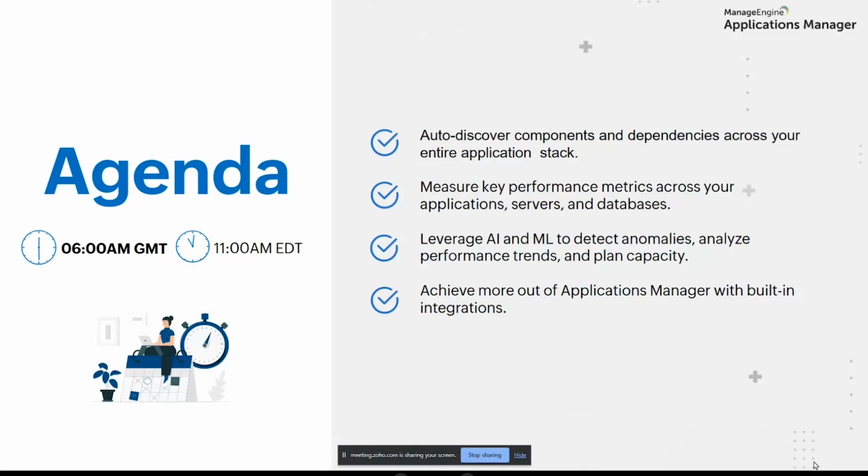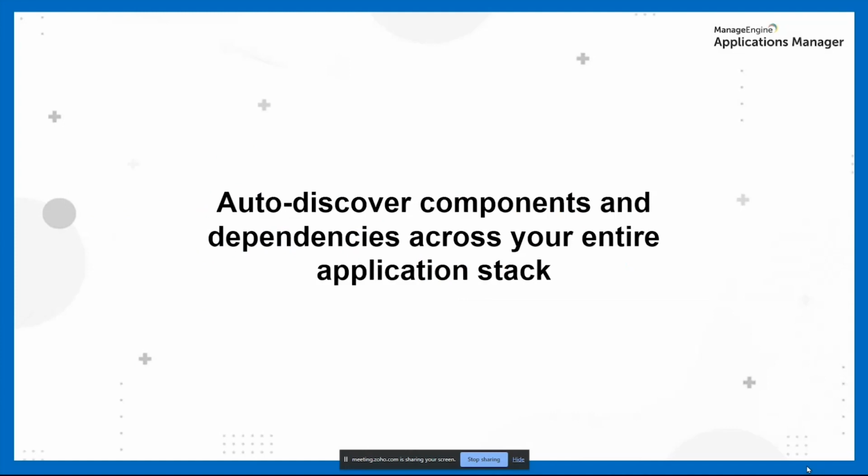Let's take a look at the agenda for today. Today we'll be covering how to auto-discover components and dependencies across your entire application stack, how you can measure key performance metrics across your applications, servers, and databases, how you can leverage AI and ML to detect anomalies, analyze performance trends, and plan capacity. Lastly, we'll be discussing how you can achieve more out of Applications Manager with its built-in integrations. Now let's get started with the session.